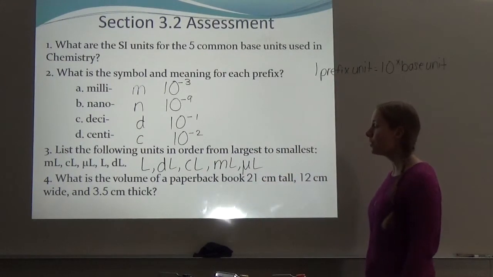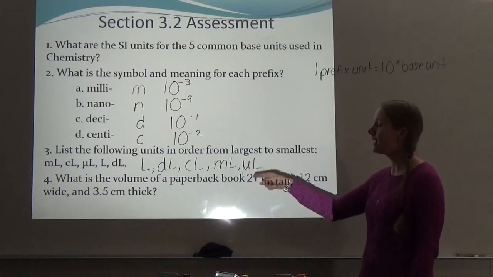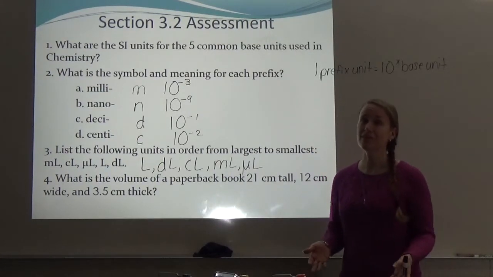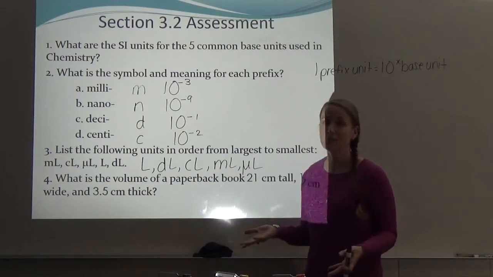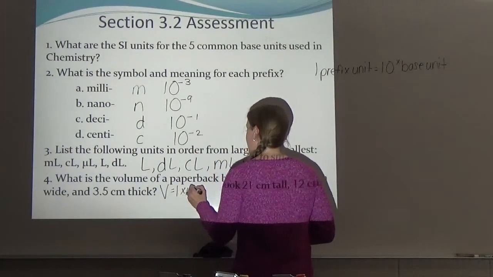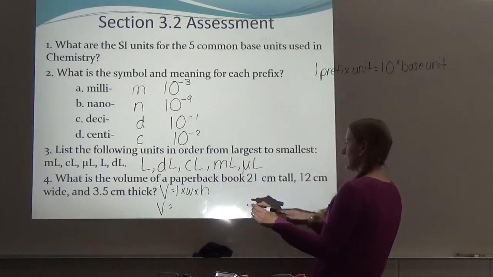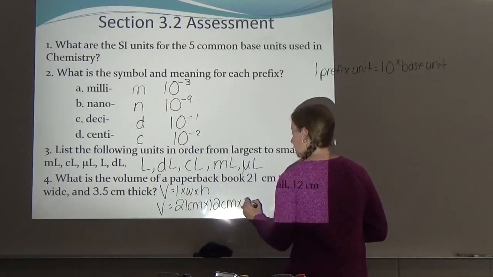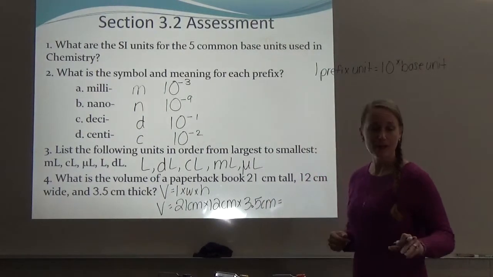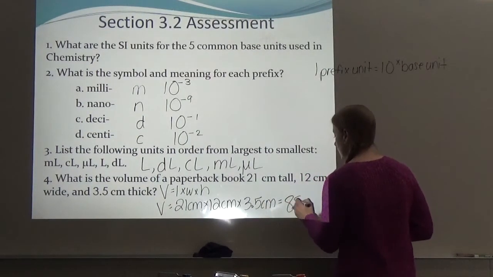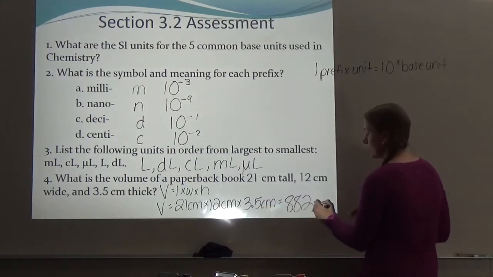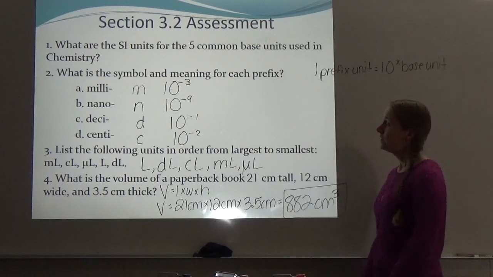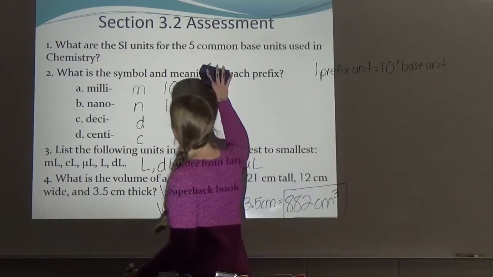So number 4, it says, what's the volume of a paperback book 21 centimeters tall, 12 centimeters wide, and 3.5 centimeters thick? So this one, it doesn't specify anything about significant figures. Y'all, in here, if I don't ask for the correct amount of significant figures, you can just give me the answer. Okay, so we know volume is length times width times height, so I just multiply my 3 numbers. So we have 21 centimeters, 12 centimeters, and 3.5 centimeters. So I multiply those 3 numbers and I get 882. Now I am picky about this part because centimeters times centimeters times centimeters is centimeters cubed. Okay, so make sure you're cubing that.